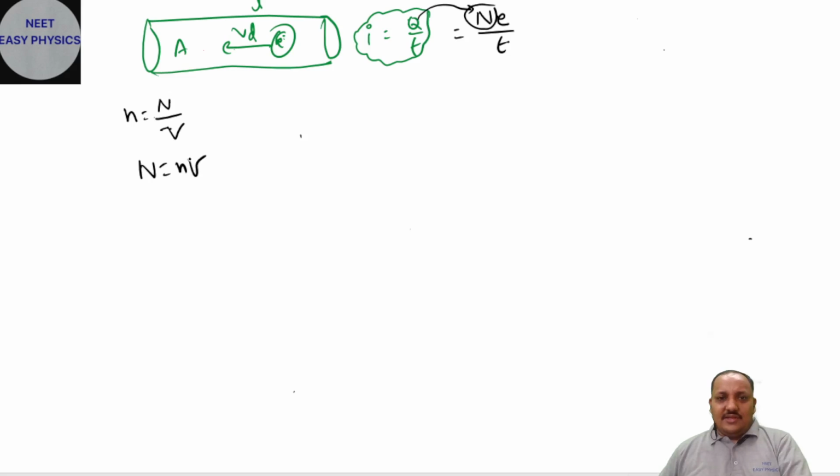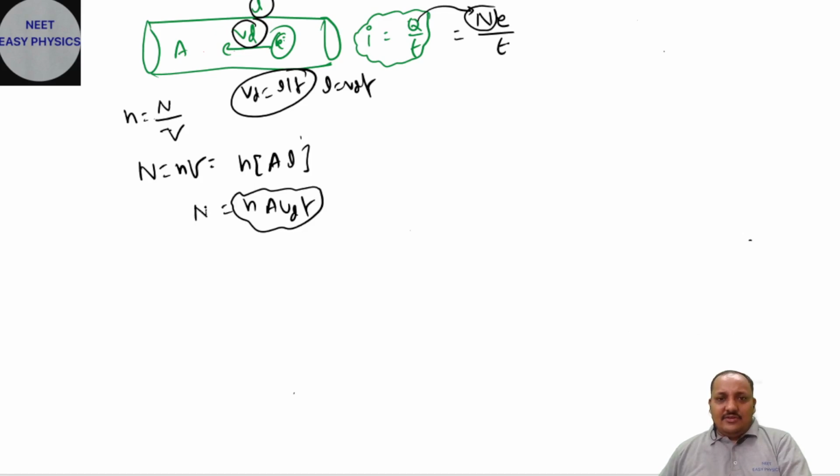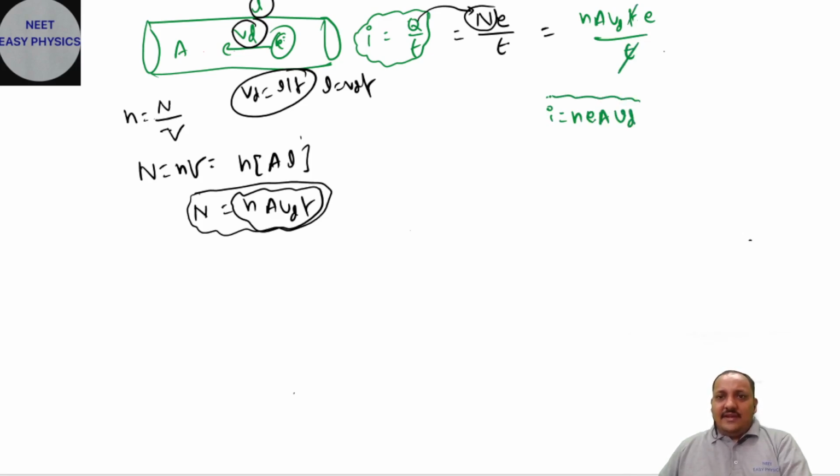Now how many electrons are present? Capital N is going to be small n into V. Volume can be written as area into length. This length is covered by drift velocity Vd, so Vd is equal to L by T. Therefore L is equal to Vd t. Derivation is not required, we are just writing. So nAVd t is the total number of electrons present within this conductor. Substituting, capital N is nAVd t, times e by T. T will cancel. So I is equal to neAVd. This is the relation between drift velocity and current.